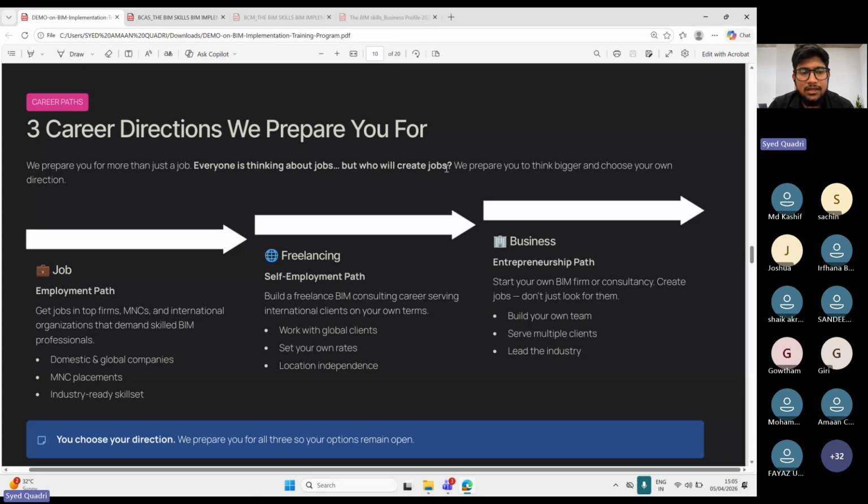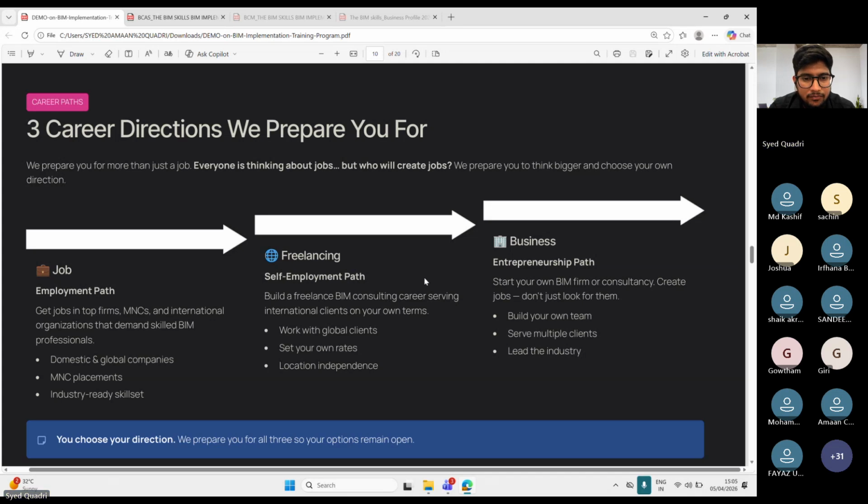Candidates are not thinking like, "I will join this training institute to develop my skills and I will start my own now or in future." So we prepare you to think bigger and choose your own direction. We prepare you for good knowledge and mindset, along with that job, freelancing or business.